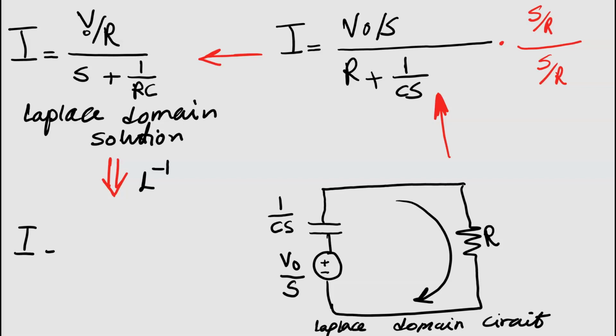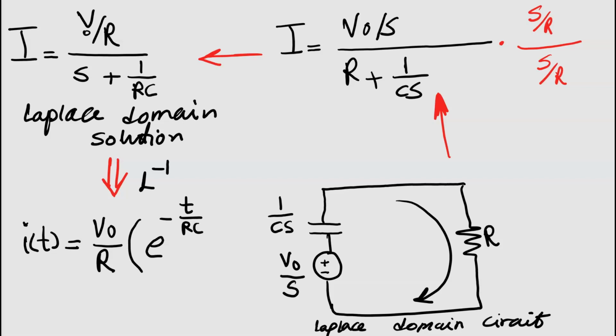So the Laplace inverse is going to be, it's better to go with I of t actually. So I of t, because I'm talking about time domain. So I of t is going to be V naught over R, that's the coefficient. And then I'm going to have e to the power of minus t over RC.